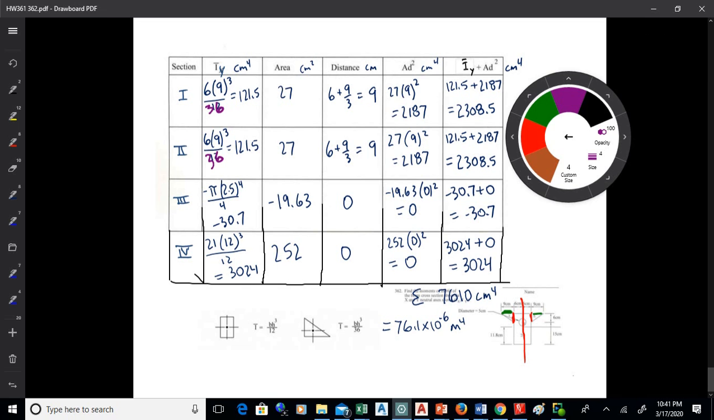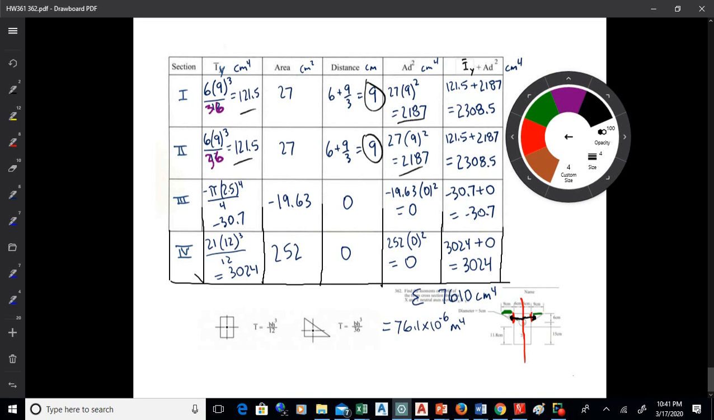So that would be 121.5 for both of those. The area is 27. The offset distance, again, is measured in the x direction coming from the y-axis. So it's measured like that. We found it. It's 9. So 27 times 9 squared is 2187. You can add that to the bh cubed over 36 for the triangles and get 2308.5 for both of them.